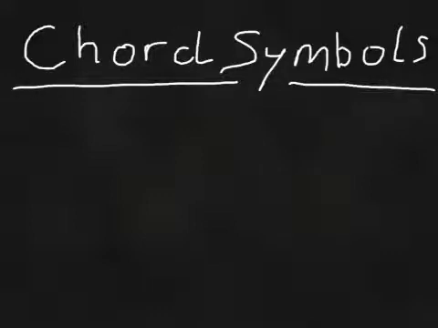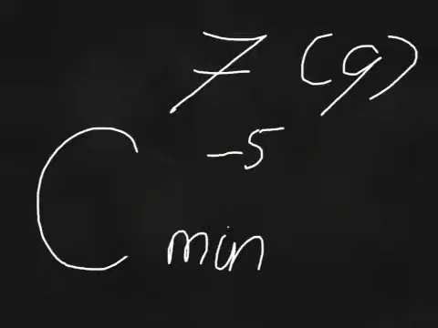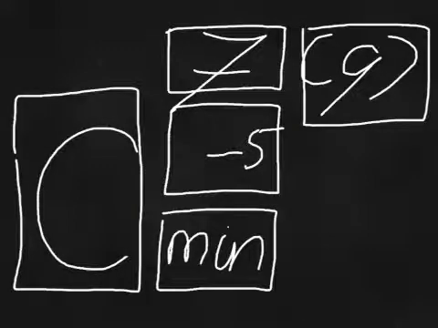Let's first have a look at the basic structure before going into more detailed looks at all elements. For instance, in some piece of music you could find this chord symbol: C minor, minor 7th, minus 5, 9. C half diminished with a 9. Well, if you look at this, you could say that the structure you can find is like this.